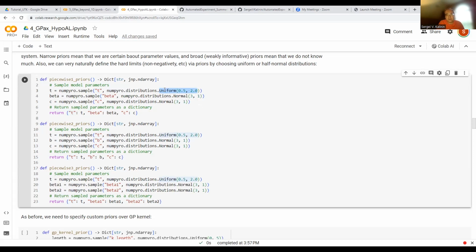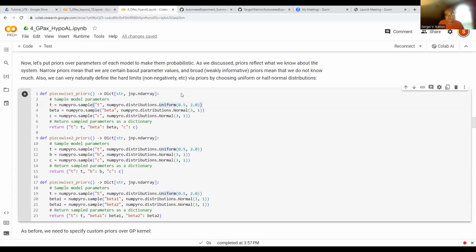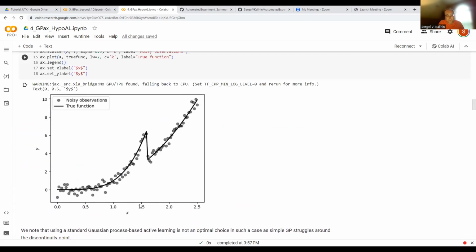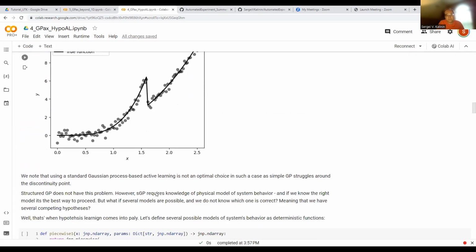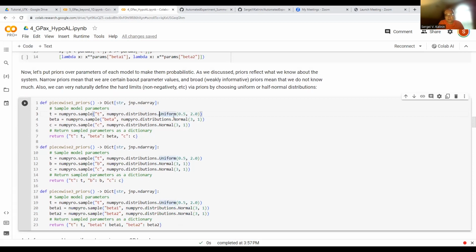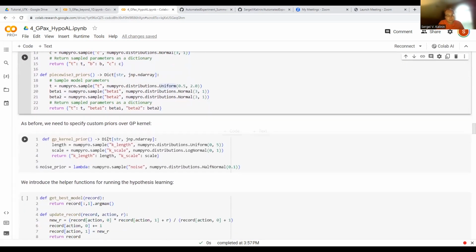And one thing that you can experiment with is to choose this distribution to be such that it incorporates the ground truth. So our jump is at 1.75. Here it is clearly inside our priors, but you can experiment with what will happen if we choose this value to be from 0.5 to 1.